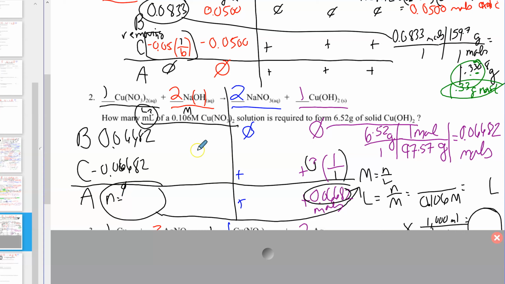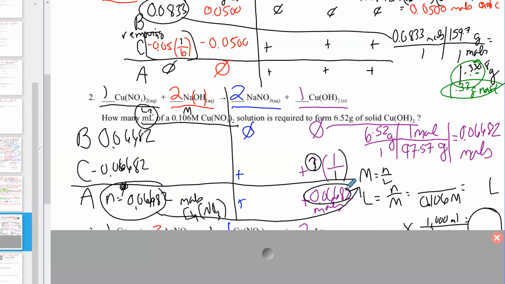And then if you work forwards to check your work, you take this number, 0.06682. That's our question mark here. Times 1, do you get 0.06682? Yep, it works. But this is our number of moles. Now, I know it was 0 at the end, but we're taking that 0.06682, and that's my moles of copper 2 nitrate. And we need to convert that back to a volume.